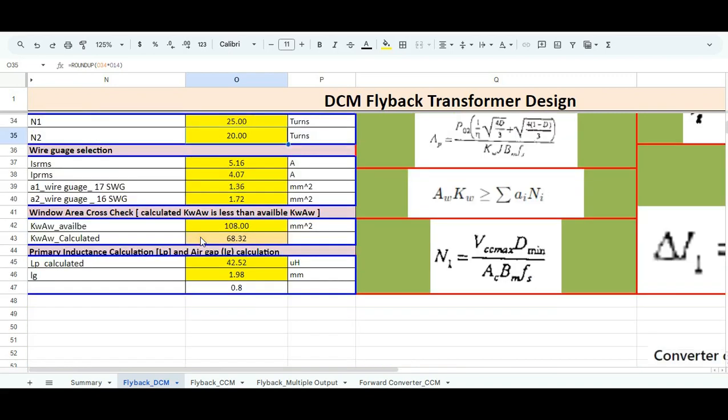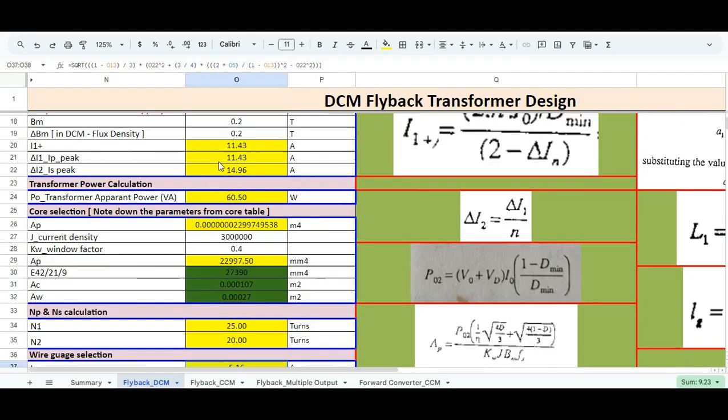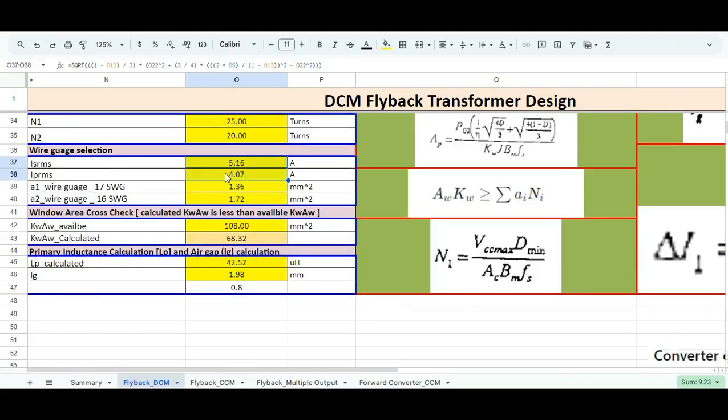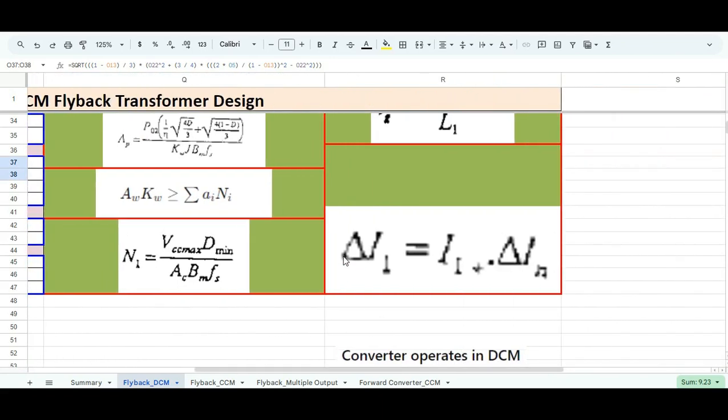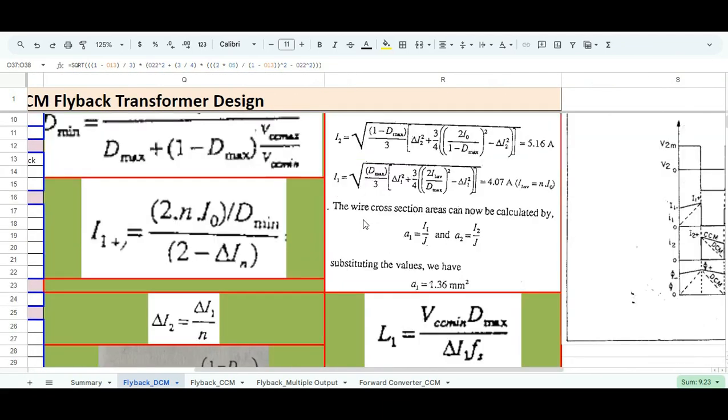Now you have to design the wire gauge. How are you going to design the wire gauge? You have to calculate the secondary RMS current and the primary RMS current. So guys, make sure that we select the wire gauge based on the RMS current, not based on the peak current, because the peak currents, if you look here, are 15 amps and 12 amps, which is very high, but you have to calculate the RMS current in order to select the wire gauge.